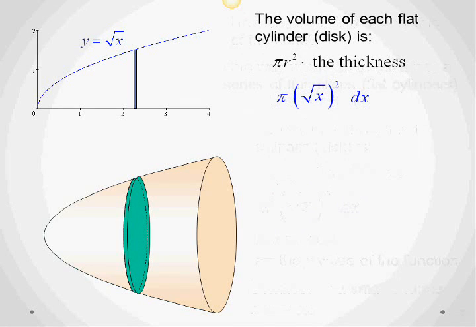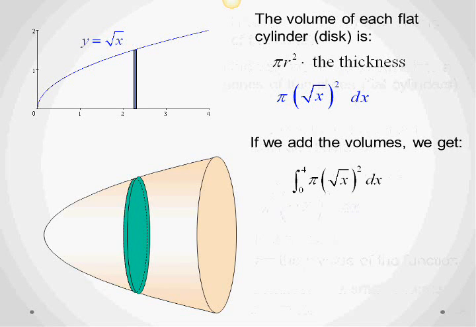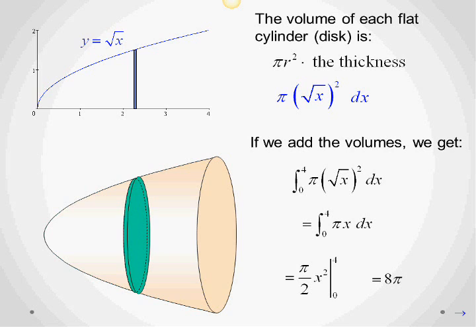So what we're going to do is integrate over 0 to 4, the length of the function over that interval, of pi times the square root of x squared dx, which is just the same as pi x dx when it's simplified. So your antiderivative is pi over 2 x squared. When I put 4 in, I'll get 8 pi.